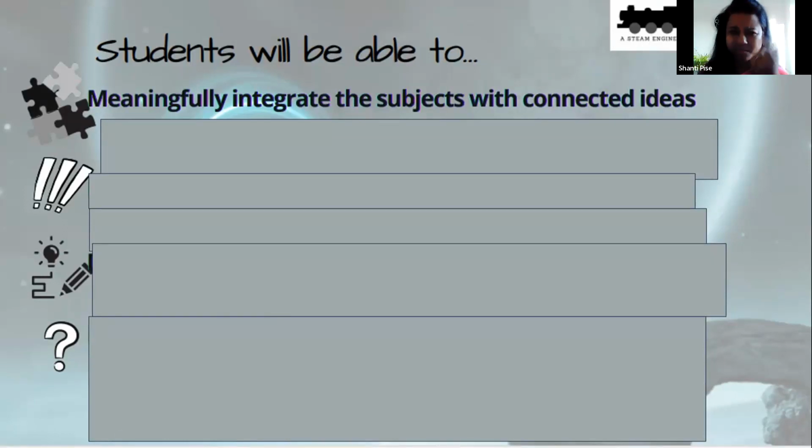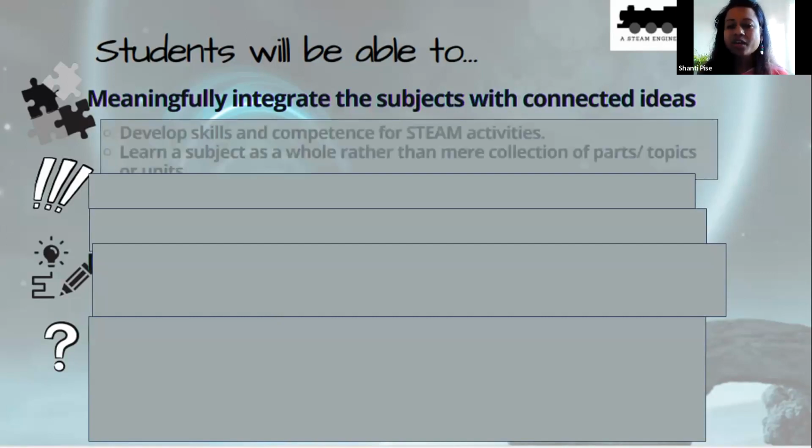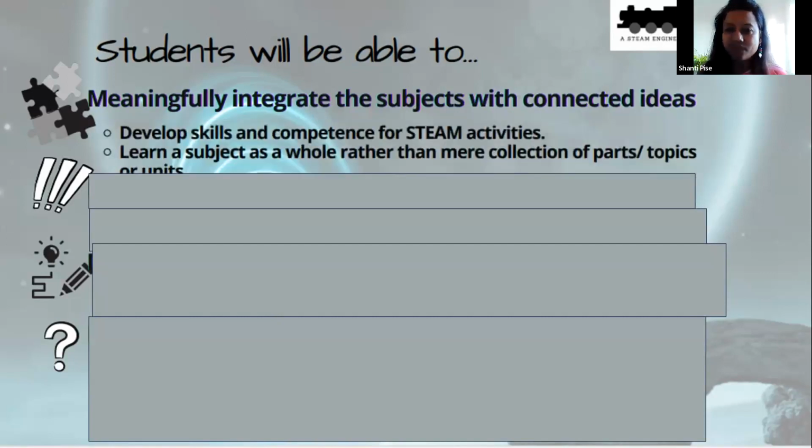So our first and most important aim is to meaningfully integrate the subject with connected ideas. So what is going to happen here? We are going to develop skills and competency for STEAM activities. हे जे STEAM activities आम्ही जे म्हणतोय त्याचे पण त्यांना अनुभव येईल, and they will develop the skills. They will learn the subject as a whole rather than just a collection of parts.